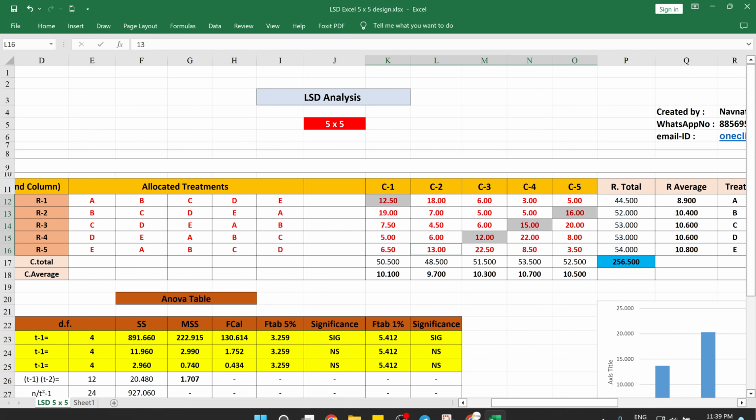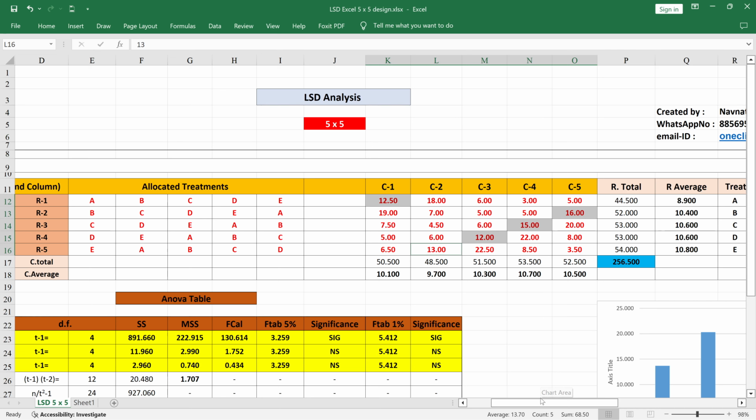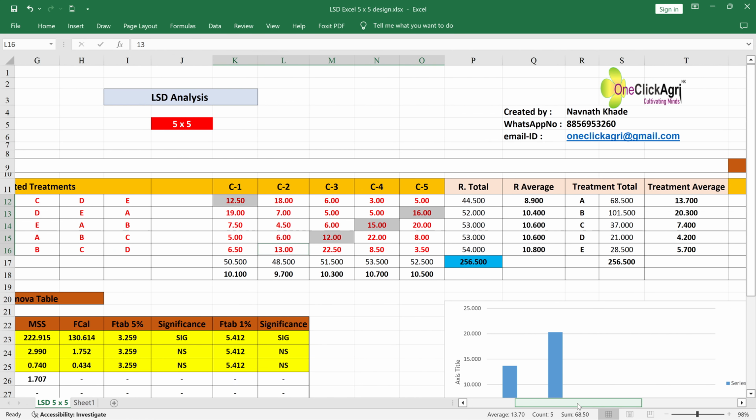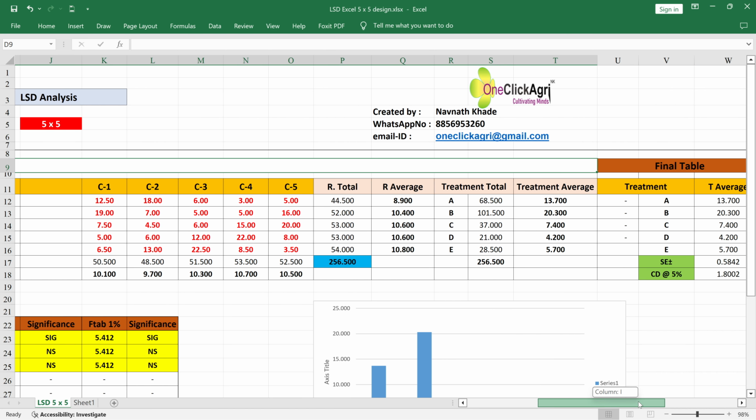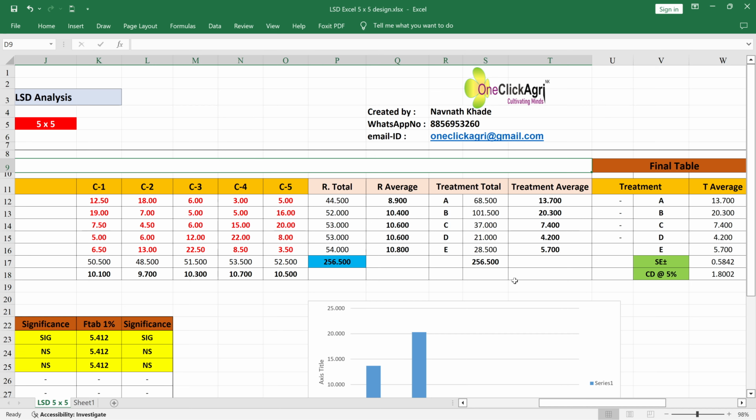Okay, you can see over here the count 5 and 68.50, and you see here 68.50. This is the treatment total for A, correct? Now I think everything is understandable over here, because we are not going to see the theoretical part. This is very important, so you just consider me, and you can repeat this same procedure for B, C, D, E.